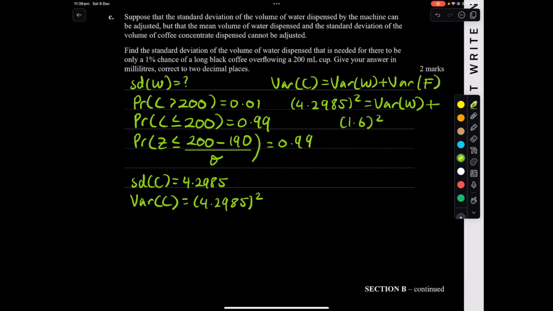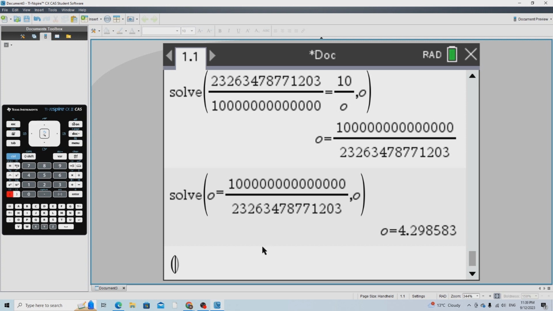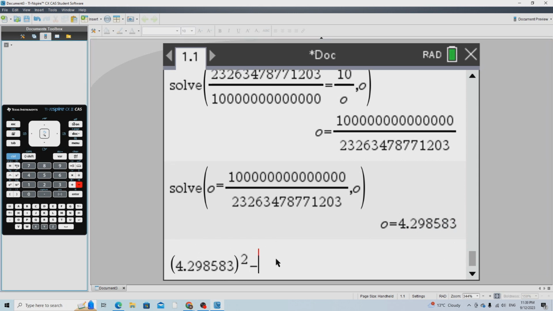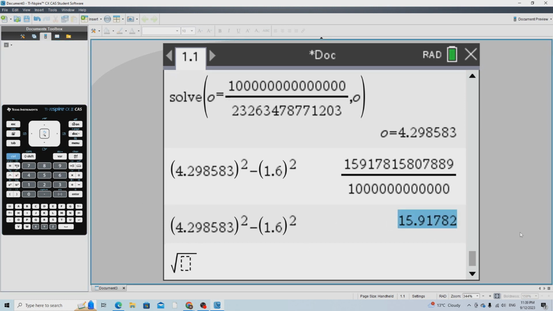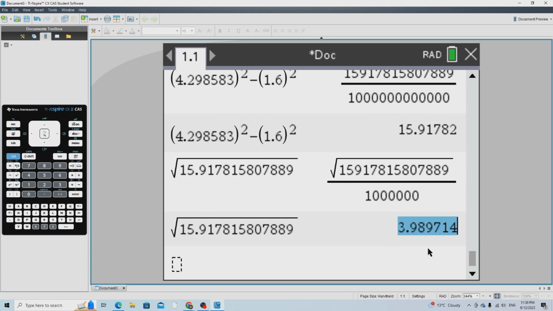So this is our calculator. This over here, squared, minus 1.6 squared, gives us the variance of W. And to find the standard deviation of W, it's just going to be the square root of this. And this is your answer. So this is your standard deviation of the water dispensed. So let's write that down.